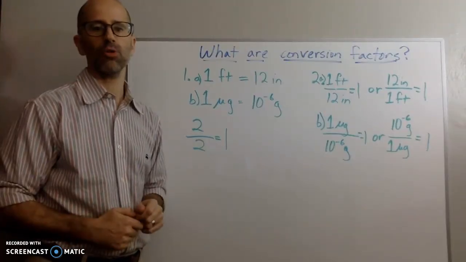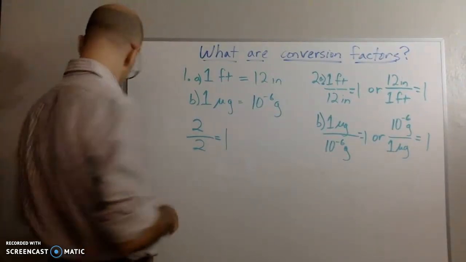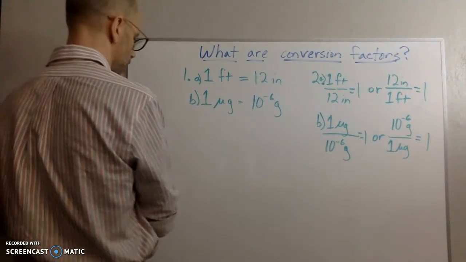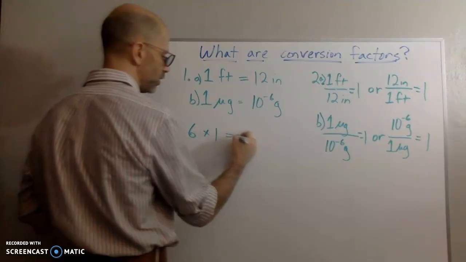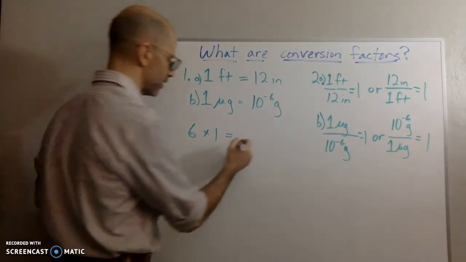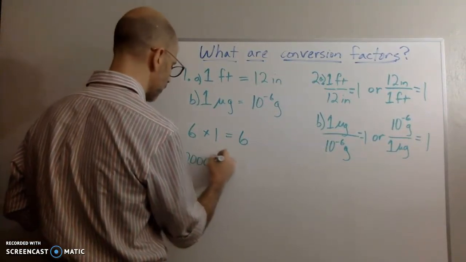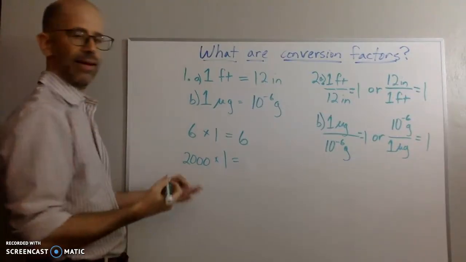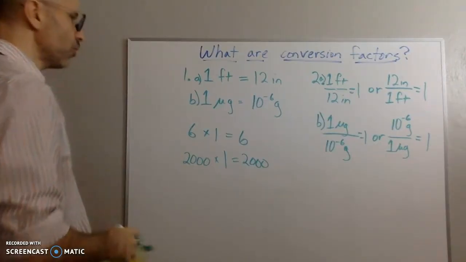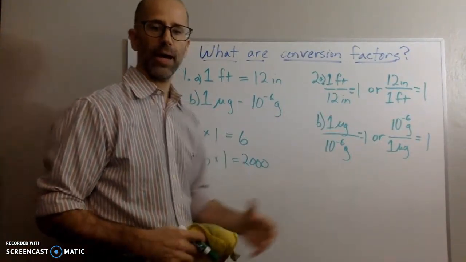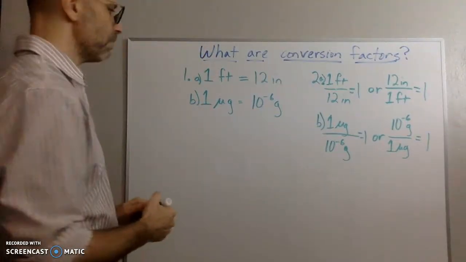So what happens when you multiply by 1? Let's go back to math. If I take a number, any number, let's go back to 6, I multiply that by 1, we get what? We get our number back, 6, right? So I take 2,000, multiply by that 1, and I get my number back, 2,000, okay? So what happens when we multiply by a conversion factor? Again, a conversion factor is equal to 1.